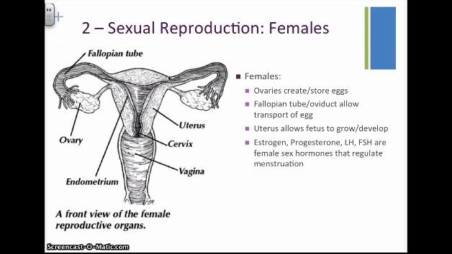In females, you should remember that ovaries create and store eggs, that the fallopian tube, which is also called the oviduct, can work to transport the egg. The uterus allows the fetus to grow and develop, and the four sex hormones that females have are estrogen, progesterone, LH, and FSH.